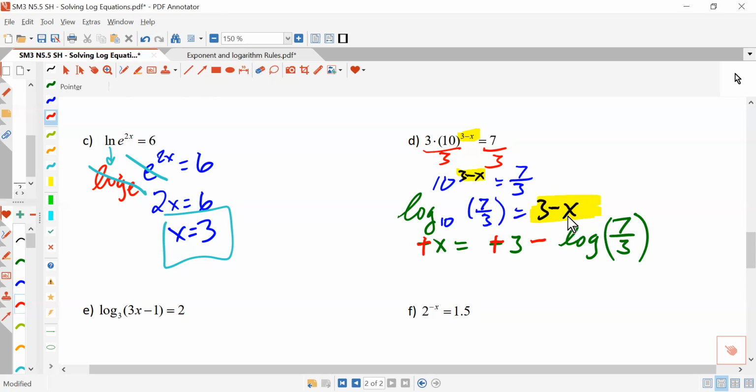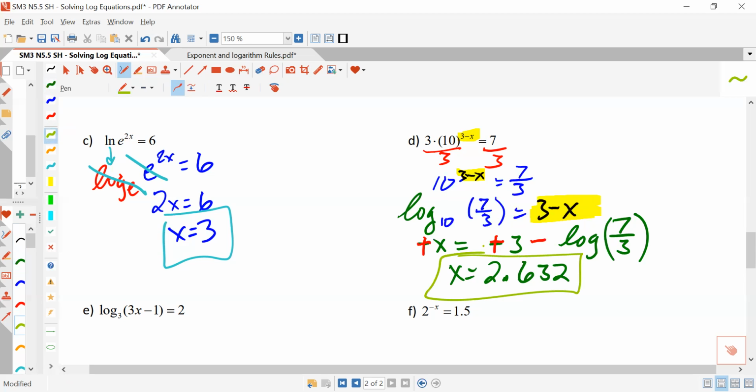Okay, so now, ta-da, calculator. So your final decimal answer should be x equals 2.632. Okay.